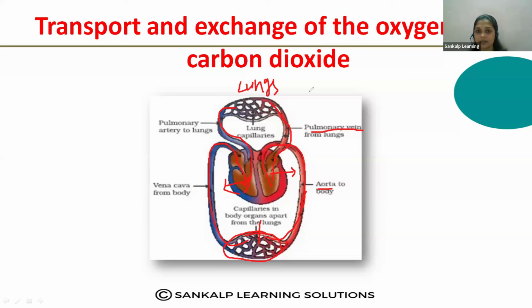Once again I will explain this. This is our lungs. In the lungs, oxygenation of the blood takes place, and this is carried to the left part of the heart and received by the atria. Then it moves to the ventricle, and from the ventricle, the oxygen containing blood is carried through the aorta to the different parts of our body, to the different cells of our body.